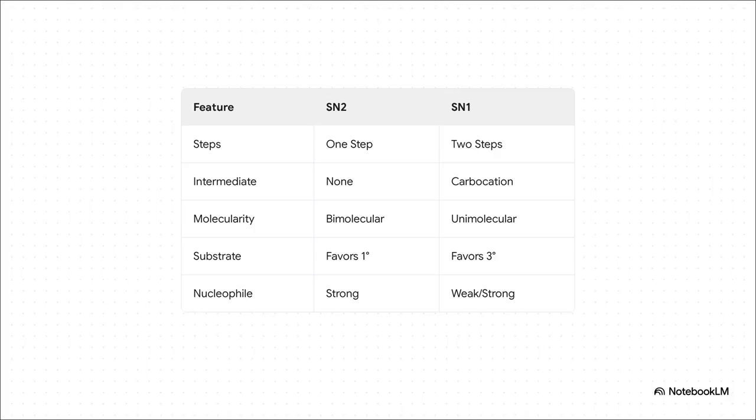This is your money slide. Seriously, pause here, take a screenshot, and use this for your last-minute revision. Let's recap. SN2 is one step, no intermediate, and favored by primary halides. SN1 is two steps, forms a carbocation intermediate, and is favored by tertiary halides. SN2 needs a strong nucleophile, while SN1 can work even with a weak one. This is your ultimate cheat sheet.